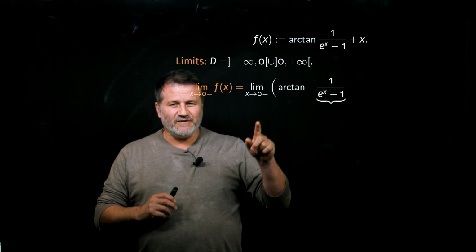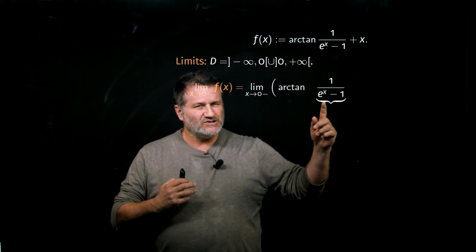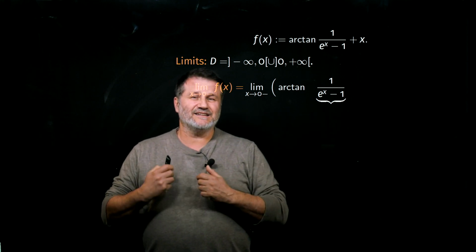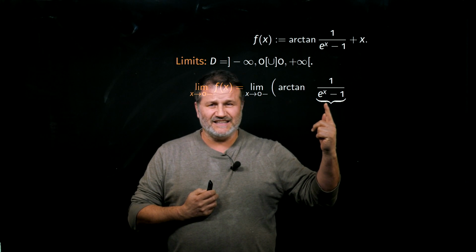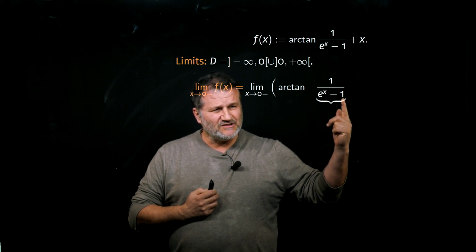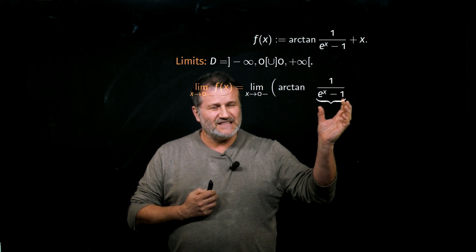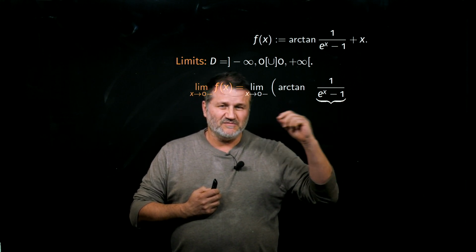Since x goes to 0 from the left, e to x is strictly less than 1 when x is negative. So when I subtract 1, this quantity becomes negative. So it means that I go to 0, but with negative values.